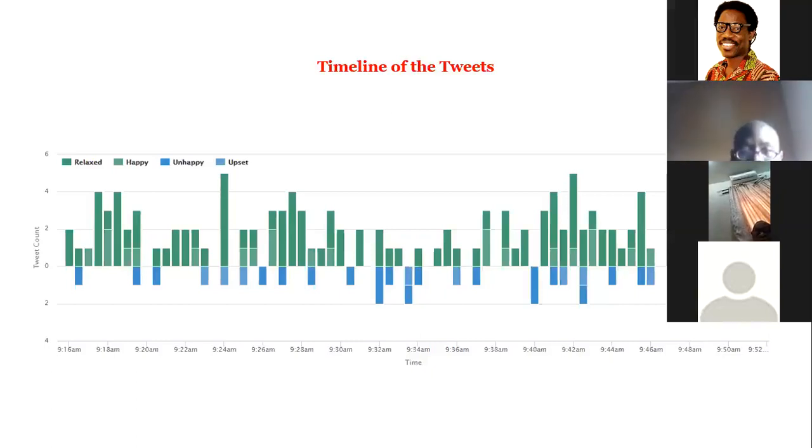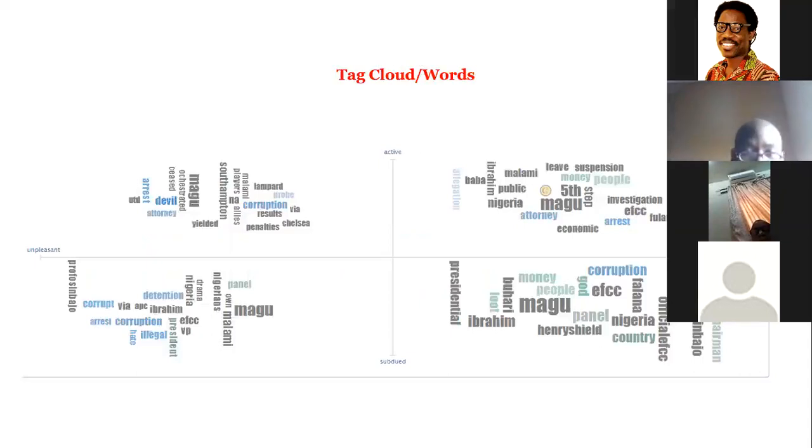So now the third, the word cloud. This one is telling us, for the pleasant area, what keywords the people who belong to it are using. So you can see the people within the pleasant are using investigation, EFCC, Fulani, arrest, economic, Anthony, Magu. Then we have Nigerian public. Then we also have Ibrahim, Baba. Then allegations. Then we have Malami, leave, suspension, money, people. So we are most likely to have positive words around this area.